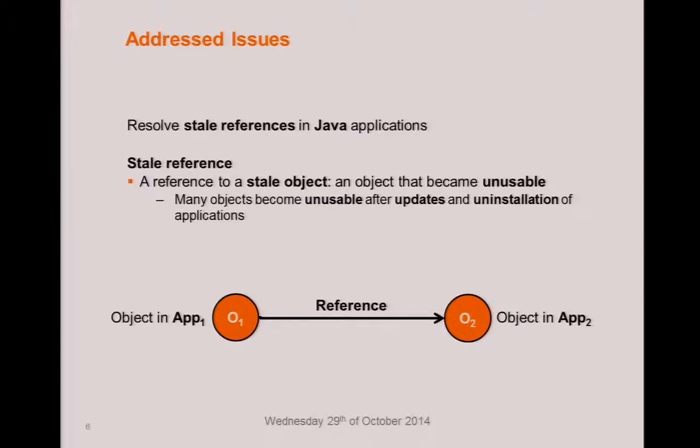So first, the problem. What is a stale reference? A stale reference is a reference to a stale object. And a stale object is simply an object that should no more be used. These objects frequently appear when applications are uninstalled or updated in OSGi, or in general in very dynamic applications. So if we see here a reference from an object O1 belonging to an application app1, referencing an object O2 which belongs to another application, uninstalling application 2 makes O2 stale, which evidently makes the reference to O2 also stale.